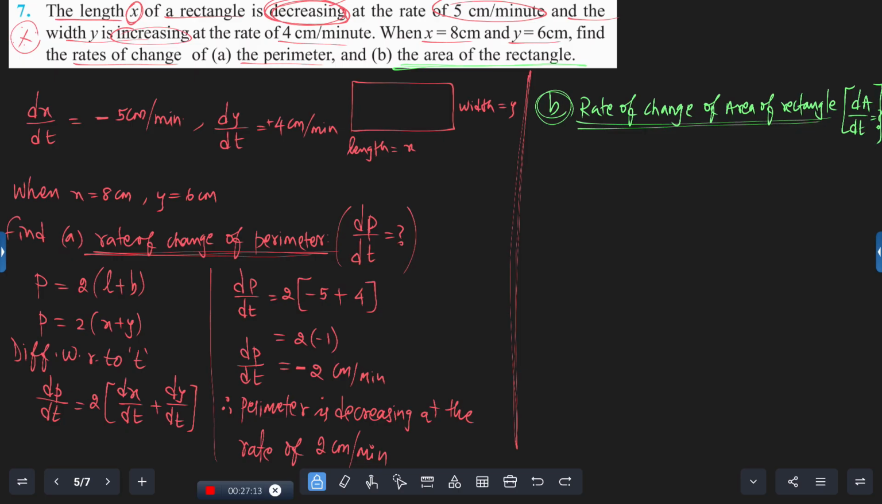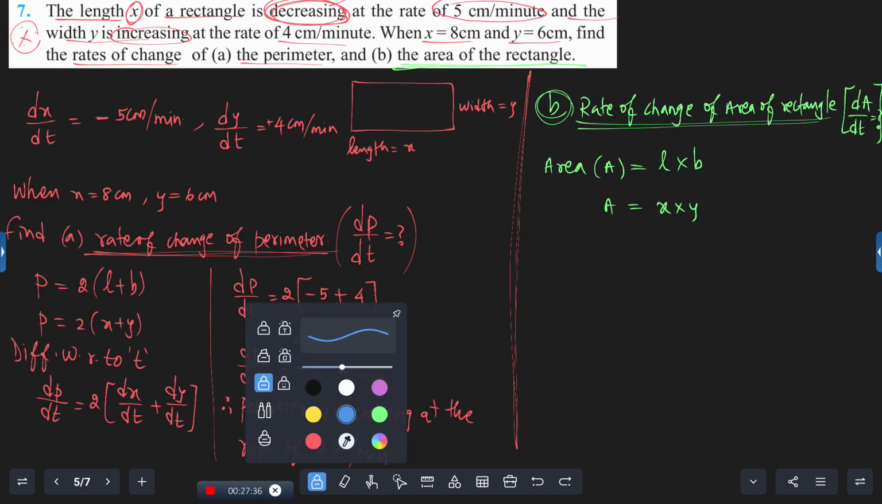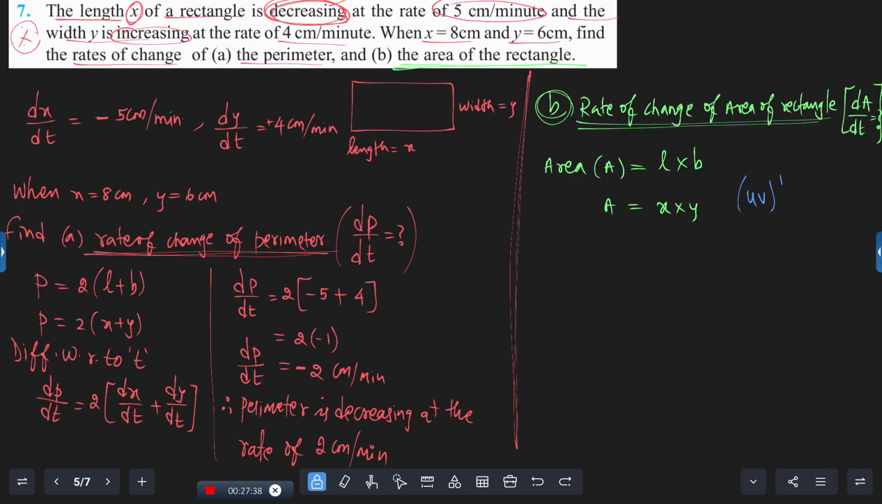Now let's go here. First, what is area? Area means capital A. Area of rectangle is length into breadth. A is equal to length x, breadth y. Children, here you should use the UV formula. UV whole dash is equal to U dash V plus U V dash. In the sense you just mention, this is U, this is V.